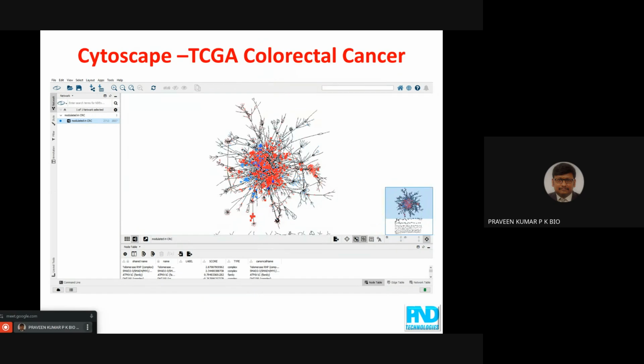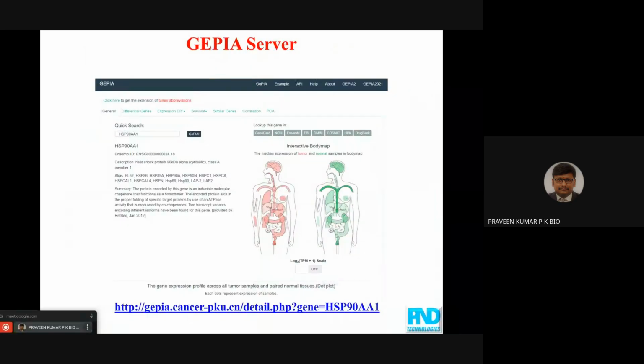What are the important genes responsible for colorectal cancer from a particular database? There is something called a gene enrichment analysis server, GEPIA. Here you can find the differential gene expression for any particular target. For example, HSP90 alpha: if I give that as an input and search for the interacting genes of HSP90 alpha, and for whatever gene it interacts with, you can find the positive and negative expressions in this GEPIA server.